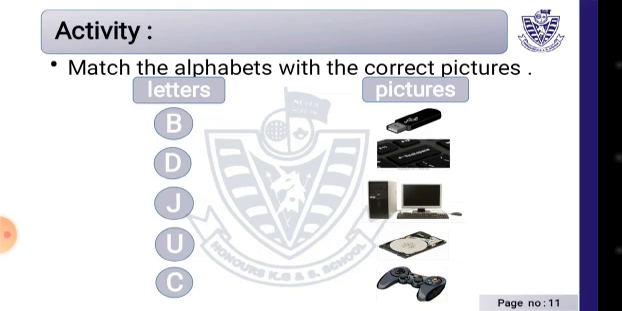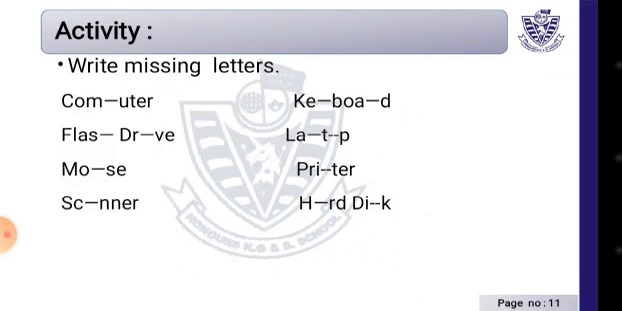So with alphabet B, we will match backspace key, and we will match D letter with disk drive. And we will match J letter with joystick. And we will match U with USB. And we will match C with computer. Understand? You will solve this exercise in your book, page number 11.